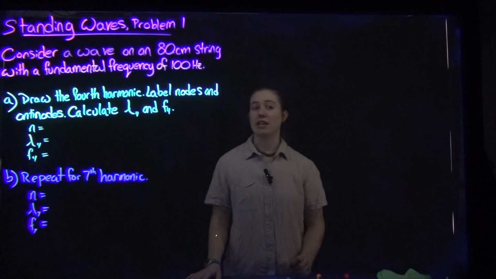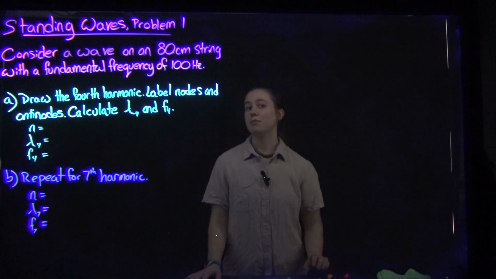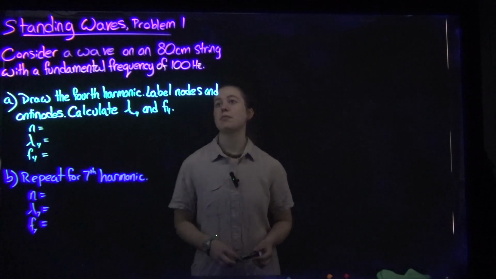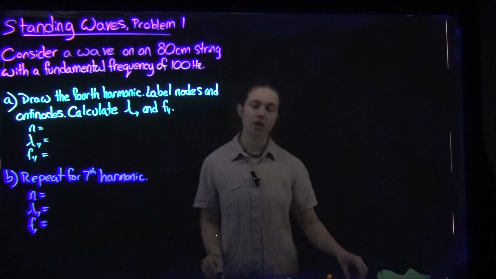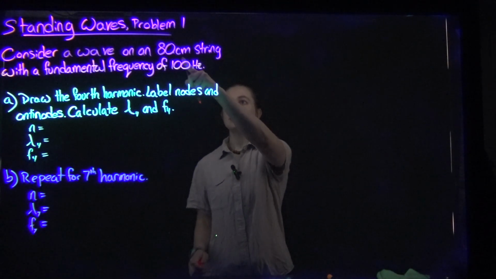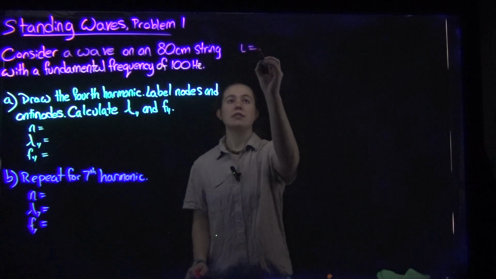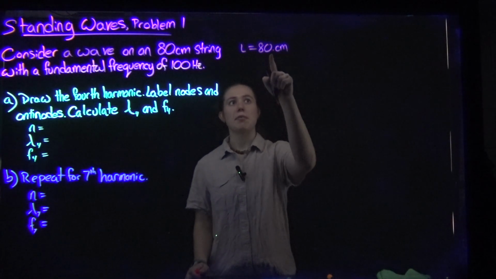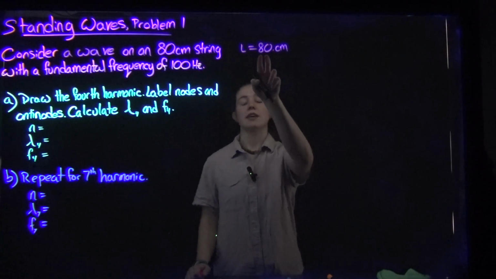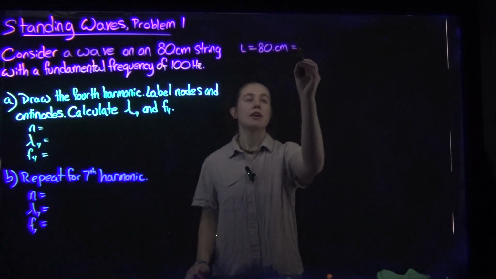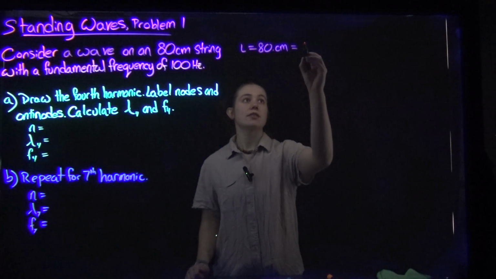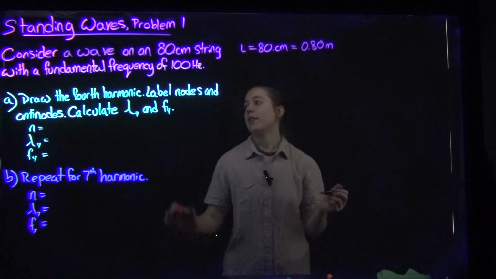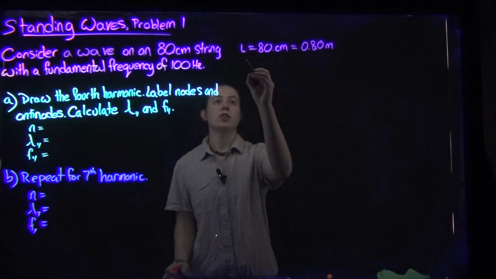Today we're going to be talking about standing waves, and we're going to work through a problem. So consider a wave on an 80 centimeter string with a fundamental frequency of 100 hertz. So this tells us our L is equal to 80 centimeters. Remember that decimal point there tells us that both of these are significant figures. And let's just put this in meters, 0.80 meters. And then a fundamental frequency of 100 hertz.